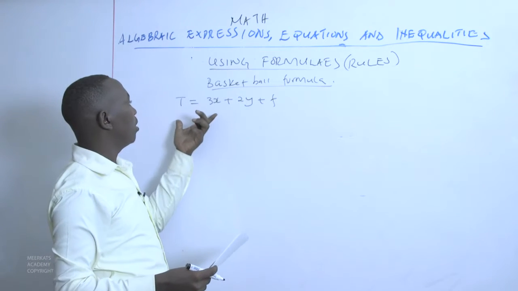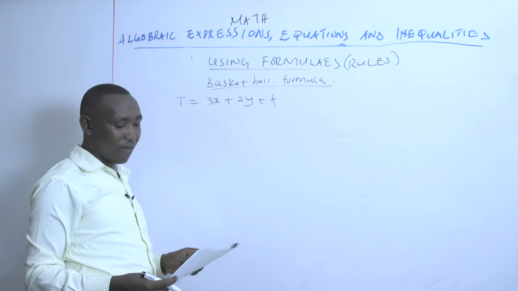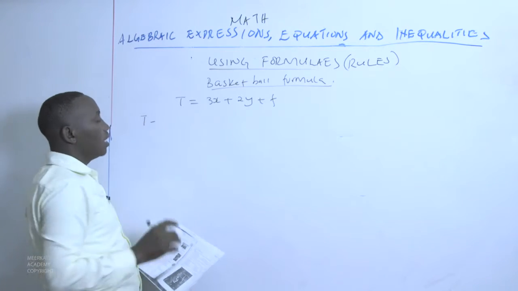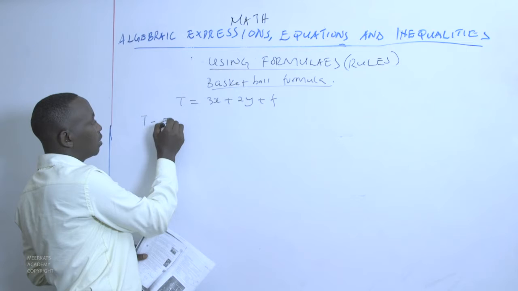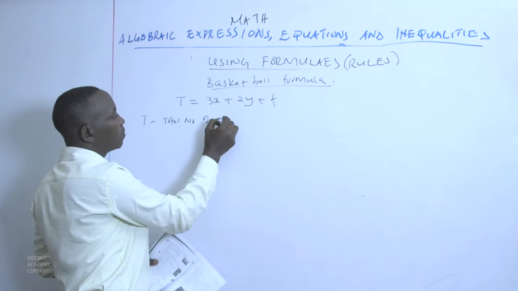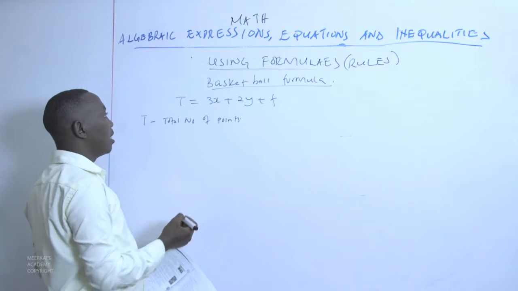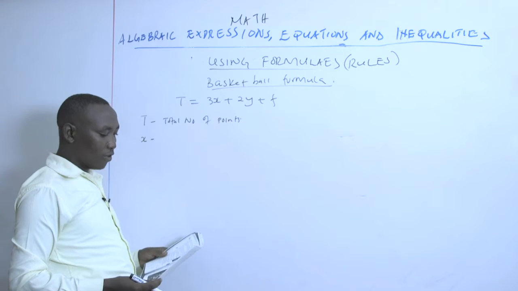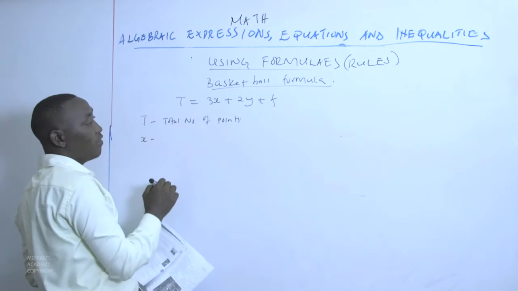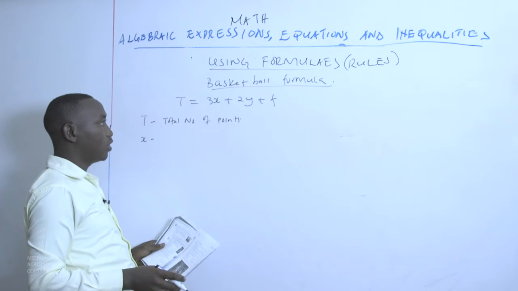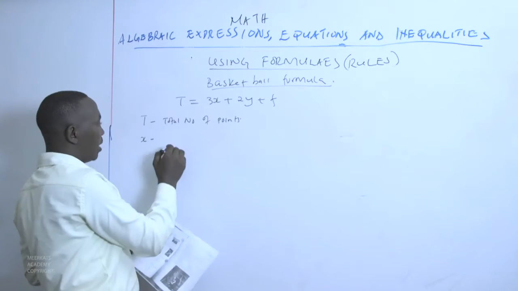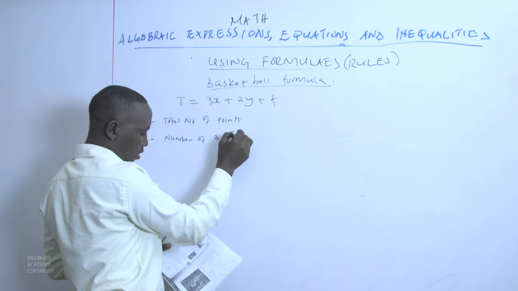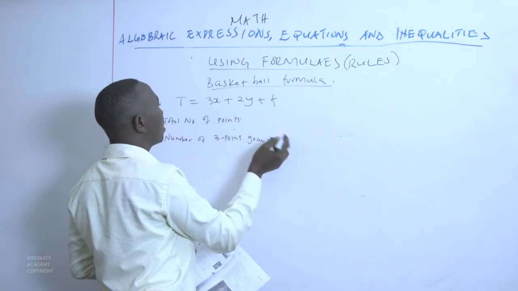Now, the basketball formula is normally given by T is equal to 3x plus 2y plus f. Each of these pronumerals has its own meaning. We begin with T. T stands for the total number of points. X, the pronumeral X, stands for the number of 3-point goals.